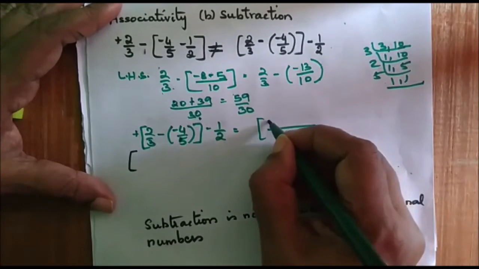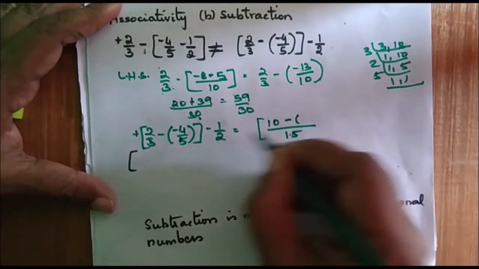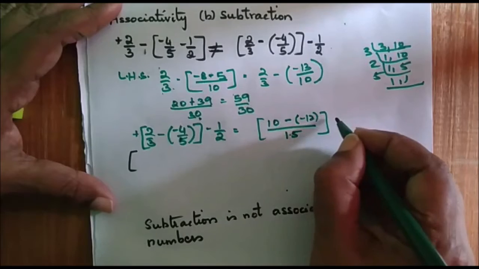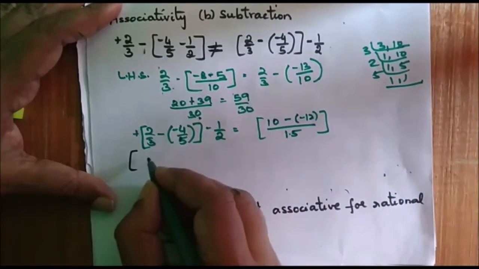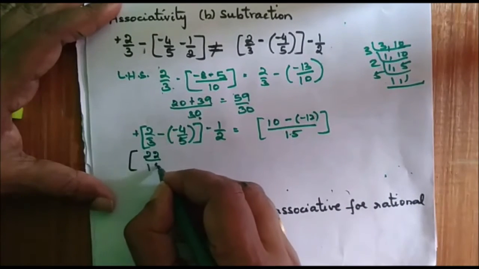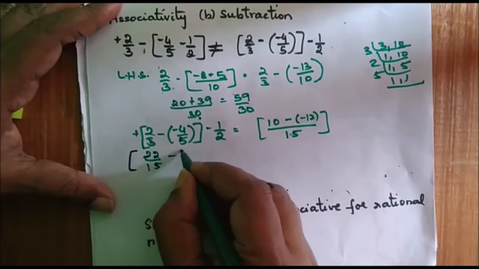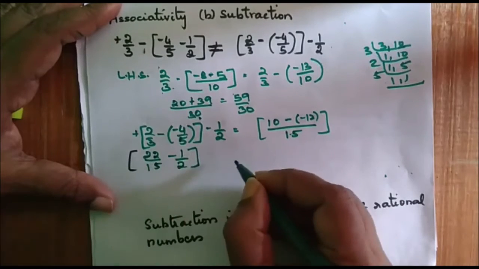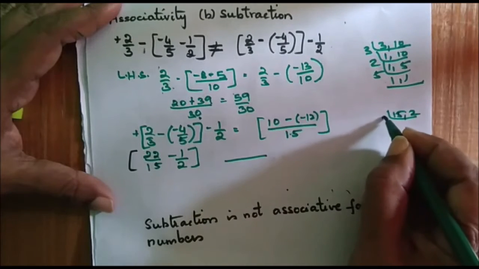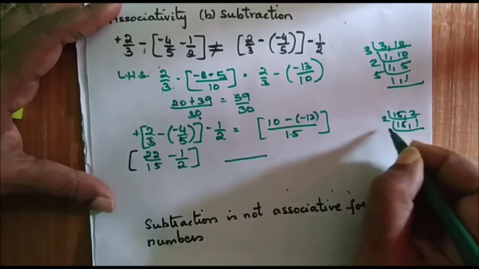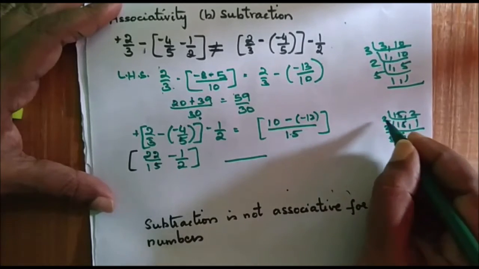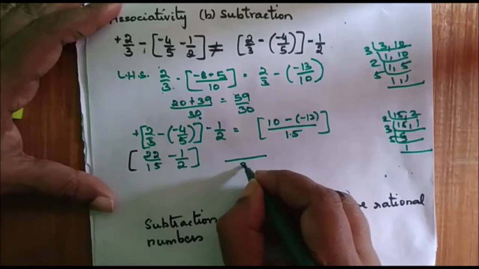3 goes in this 5 times, 5 2s are 10, 15 goes in this 3 times, it is minus 12. So I get the answer as 10 plus 12 is 22 by 15. To that I have to subtract 1 by 2. Now what is the LCM? 15 and 2. 2 will go in this 1 time. Then 3 times it will go 5 times. So the LCM is 2 3s are 6, 6 5s are 30.